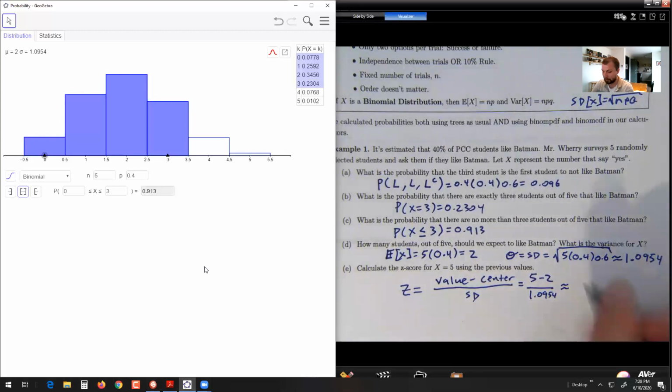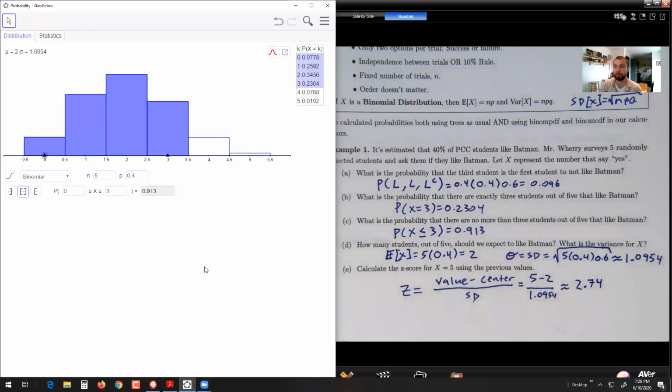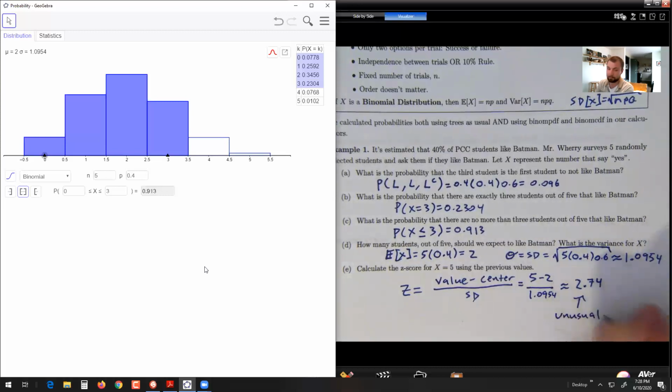I'm getting something like 2.74 or so. Reminder, if your z-score is between -2 and +2, it's considered usual. If your z-score is outside of that interval, it is considered unusual. So I would say this is an unusual amount. So it would be rare to have 5 out of 5 students like Batman. There's only a 1% chance of that happening.